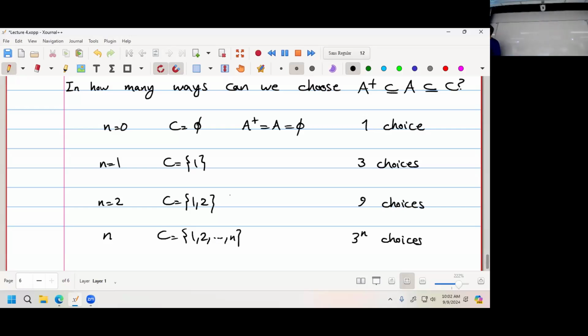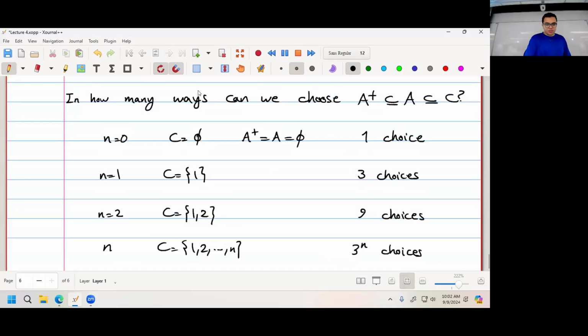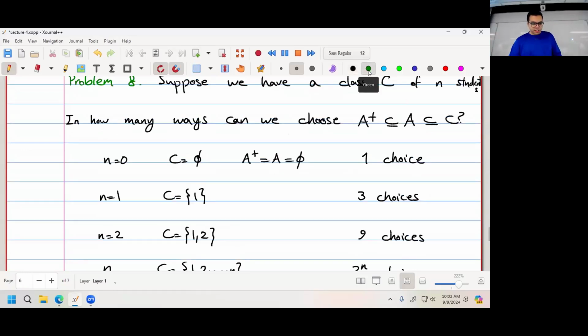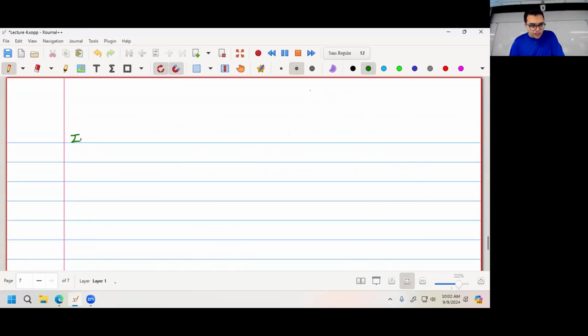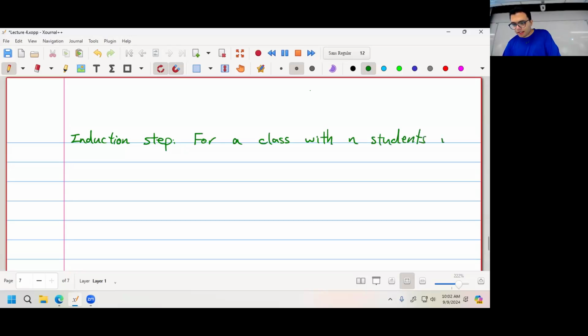Now I have to prove this guess, and I'm going to use induction to prove it. The base case of the induction is pretty easy. I've already done the base case here. So this is my induction step. Suppose that for a class of n students, we have 3 to the power of n ways. Now let's say that I have a class with n plus 1 students. So let's say my class is 1, 2, 3, up to n plus 1.